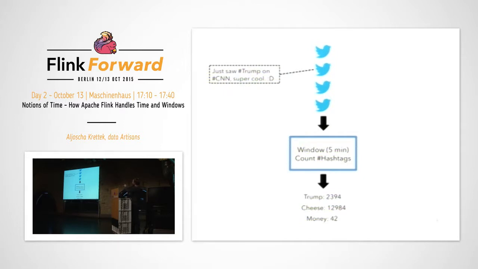Let's say you have some data source from which you get tweets. There's, for example, one tweet: wow, just saw Trump on CNN, super cool. And then you want to run a window operation where you basically say, over the last 5 minutes of tweets, count me the number of hashtags. The result would be, for example, Trump got mentioned 2,394 times. Cheese is very popular these days, so cheese got mentioned a lot. And some people are also interested in money, of course, as always.